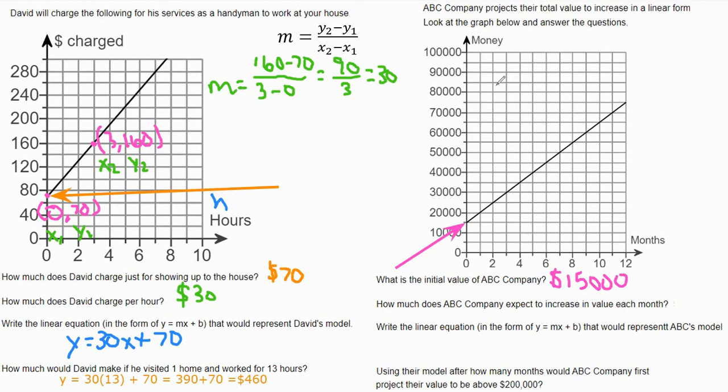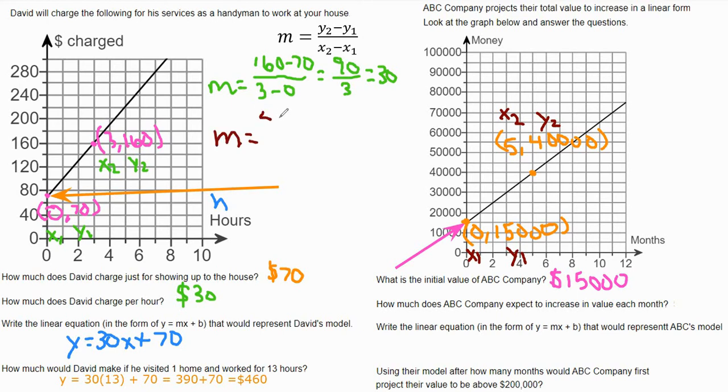How much does ABC Company expect the value of the company to increase each month? Well, again, we're going to need to find the slope. So let's pick a couple of points. Let's use the first point there, which is (0, 15,000). And we'll pick another point that goes right through a corner, and it looks like this will work at (5, 40,000). Then to find the slope, it is again good form to identify our first x, our first y, our second x, and our second y, and now we can take those values and put them into the m equals equation over here in the middle.